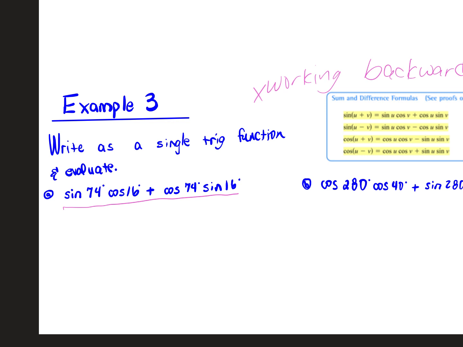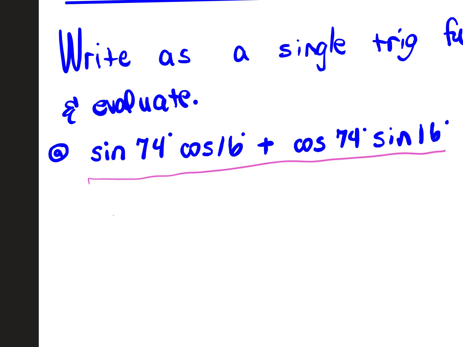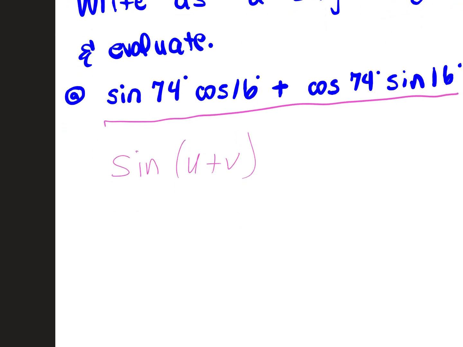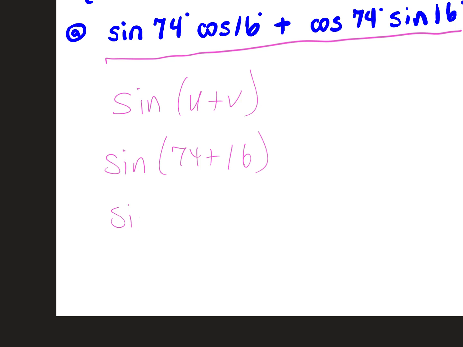The information given to me is sine, cosine, plus cosine sine. Which formula says sine, cosine, plus cosine sine? What is it? Which one? Sine of u plus v. Agreed? Okay. So you just identified that this is the sine of u plus v. Well, guys, what's the u and what's the v? What's the u? 74. What's the v? 16. All right, we're smushing together. What is 74 plus 16?